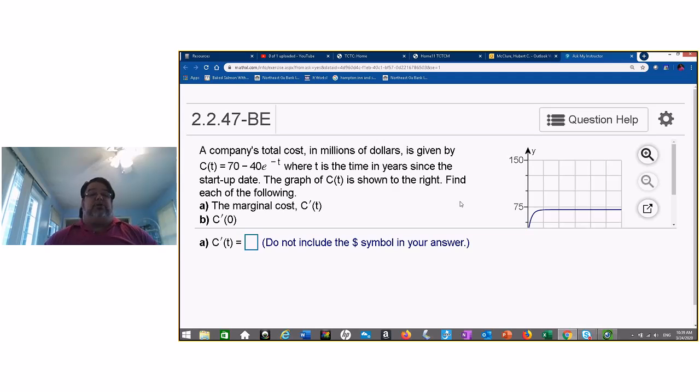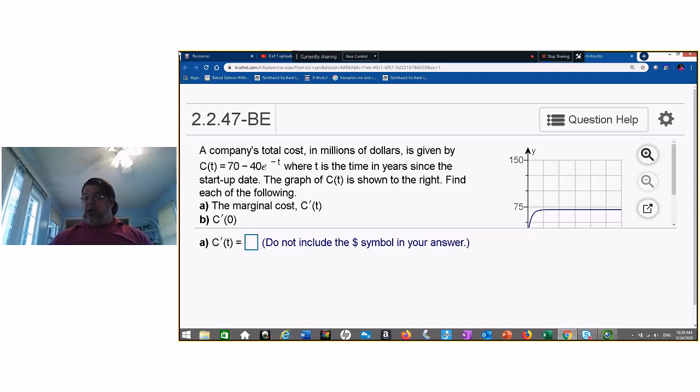Company's total cost in millions of dollars is given by C of t is equal to 70 minus 40e to the negative t, where t is the time in years since startup date. And the cost is what you get output. The graph of C of t is shown to the right. Find each of the following. The marginal cost. I need you to write this down. Y'all are in business. If you want to find the marginal cost, that's find the first derivative. So you need to find the first derivative of C of t.